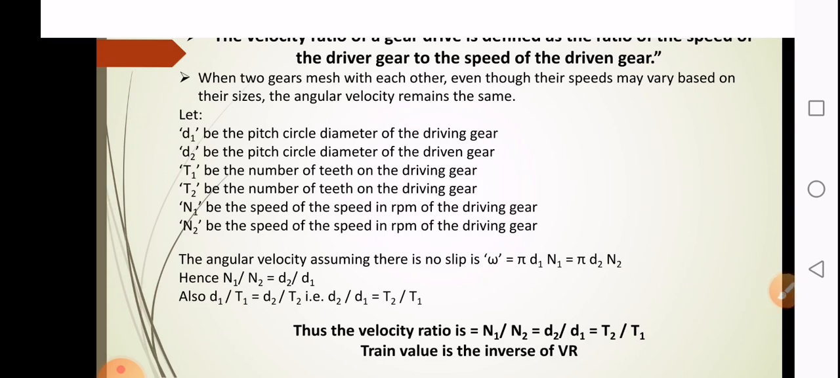Now, there is also sometimes something called a train value. Train value is the inverse of velocity ratio. That is, 1 upon velocity ratio is the train value. So, n2 by n1 will be the train value.